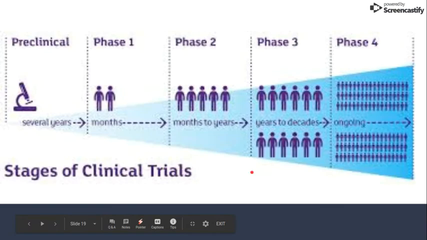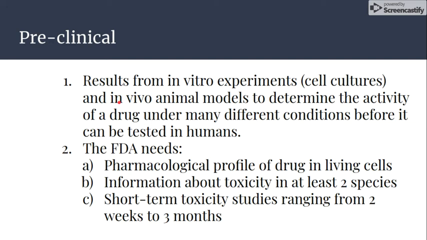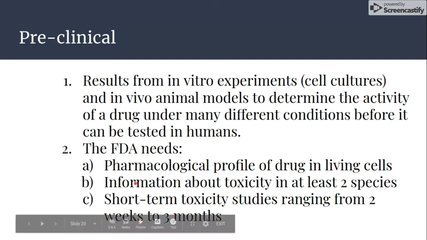These are the stages of the clinical trial. You can see how long it lasts. Preclinical results from in vitro experiments and in vivo animal models to determine the activity of the drug under many different conditions before it can be tested in humans. The FDA needs pharmacological profile of the drug in living cells, information about toxicity in at least 2 species, and short-term toxicity studies ranging from 2 weeks to a month.